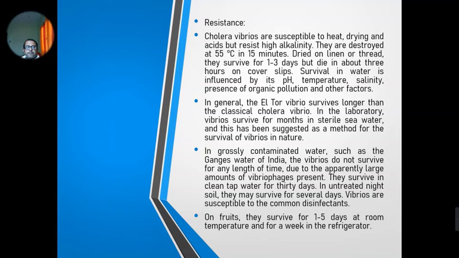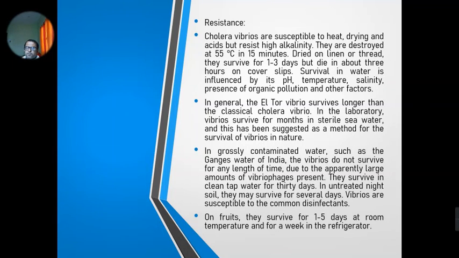So, because of that, you can observe here clearly that cholera vibrio is susceptible to heat. So during rainy seasons, we are told to use boiled water for drinking purposes. This is the reason: because of heating, this bacteria can be easily killed. Because of drying, it can be easily killed. In acidic conditions, it is also killed, but it is not killed in high alkaline conditions.